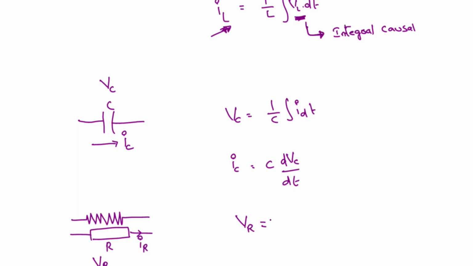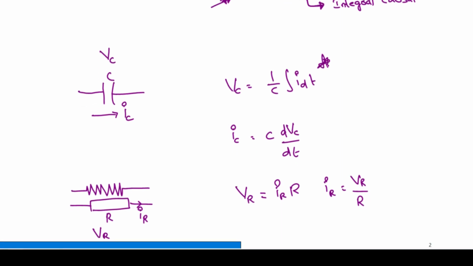So the voltage across resistance VR is equal to IR into R, or the current that is passing through the resistance IR is equal to VR by R. Now if you see, integration means summation, which means it has some sort of previous memory. So both the inductor and capacitor have integral causality, whereas for the resistor there is no preferred causality.